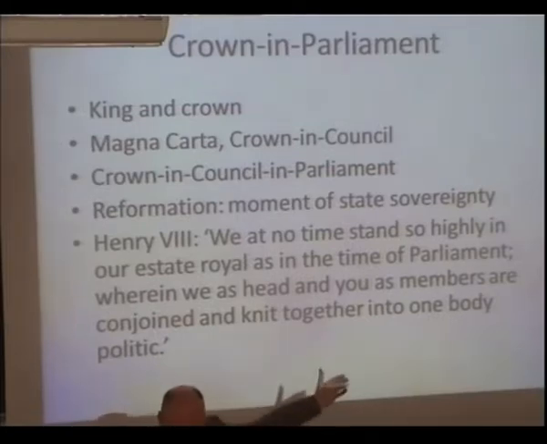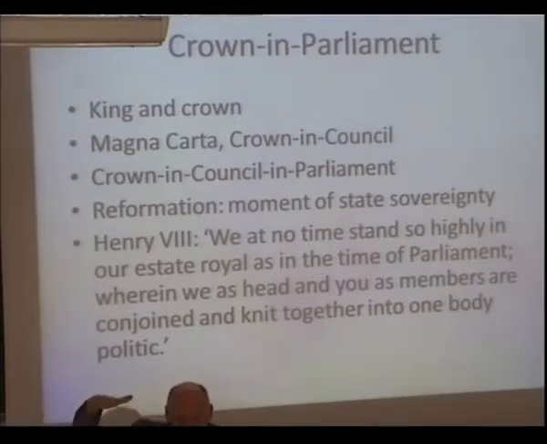And he comes to Parliament, I'm giving you the quotation: "We stand," he means me, the king, "we stand, it's the royal we, at no time so high in our estate royal, our status, our royal state, as in the time of Parliament, as in the moment when I come to Parliament, wherein we, me, as head, and you as members, literally members, of one body politic stand united."